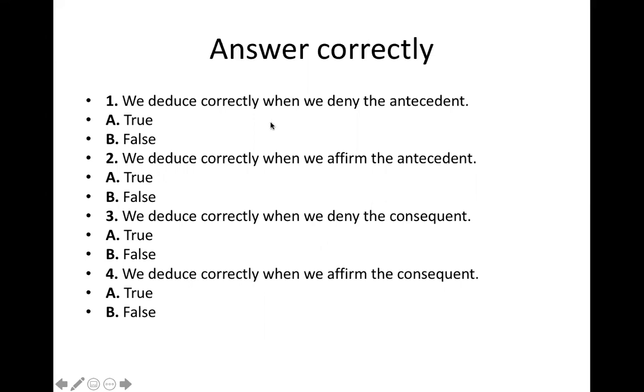Okay, so answer correctly. We deduce correctly when we deny the antecedent. True or false? False. Good. We deduce correctly when we affirm the antecedent. True or false? True.